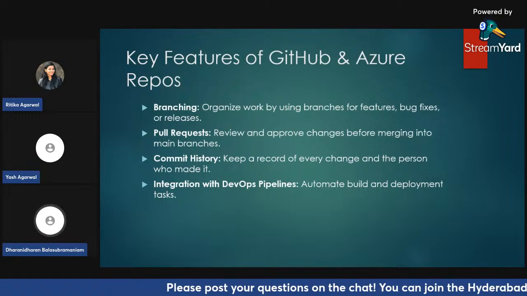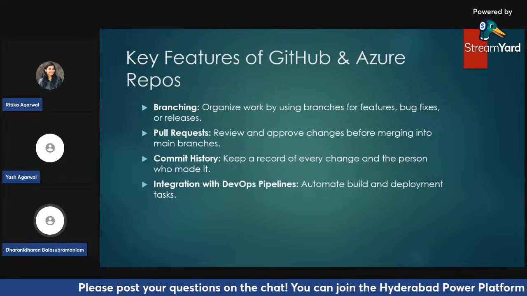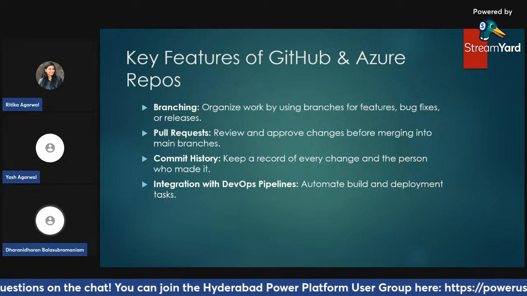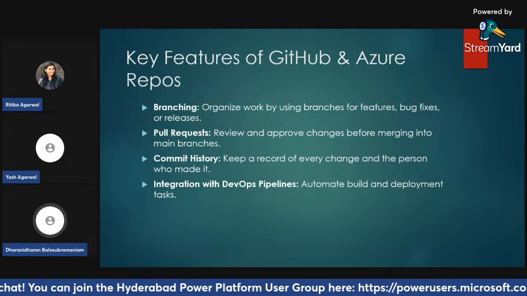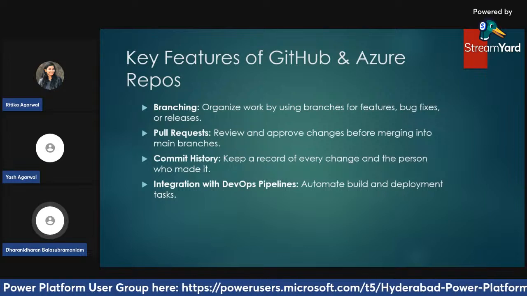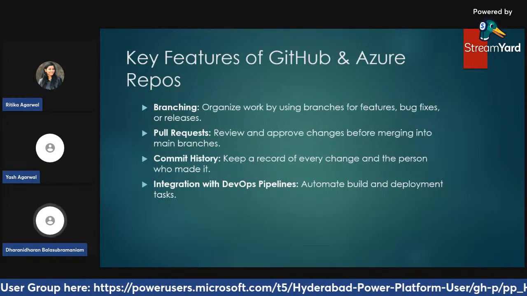And some of the key features I would like to highlight in GitHub and Azure Repos. Let's start with branching. Branching allows us to organize the work by separating the development on features, bug fixes, or releases.